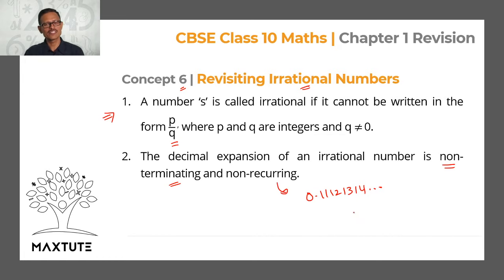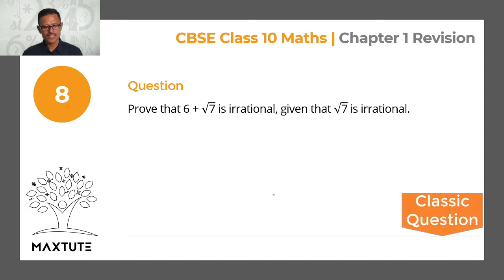Let's get started with the questions that tested both these ideas. Start with the first one. This is a classic question, gets tested quite often. Prove that some number is irrational given that this is irrational. So I'm going to walk you through the steps literally orally, and then we'll look at it in printed form.